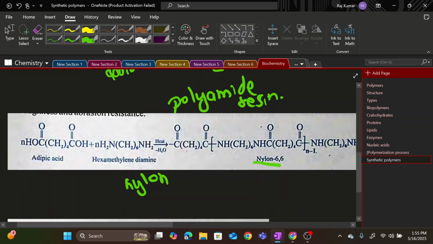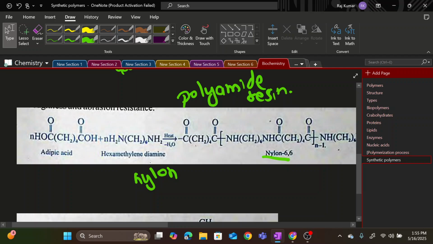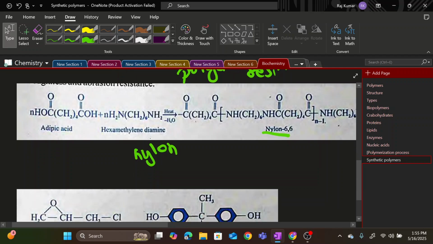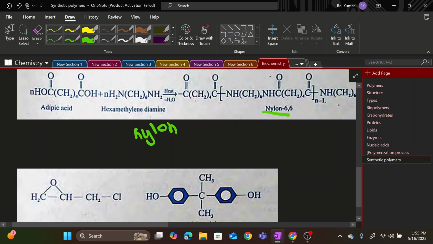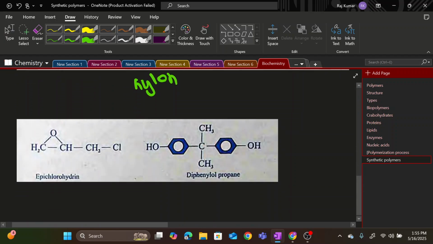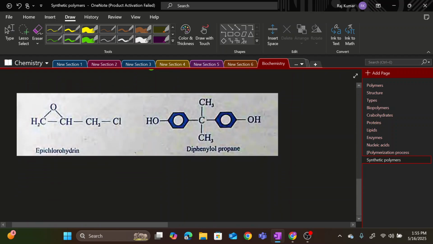Why do we name it nylon 66? Because both adipic acid and hexamethylenediamine have 6 carbon atoms. So we name this nylon 66, and it has a lot of uses. It is used for making many different products in our industry.